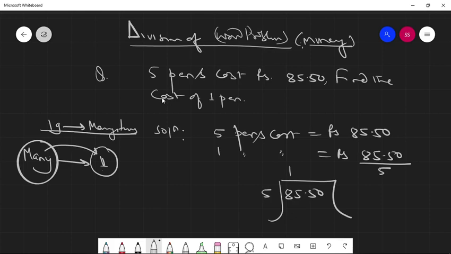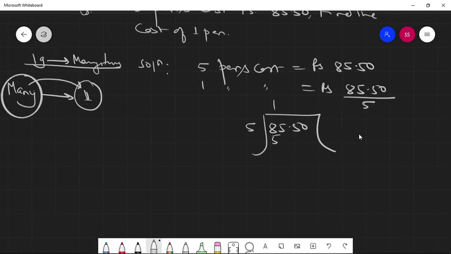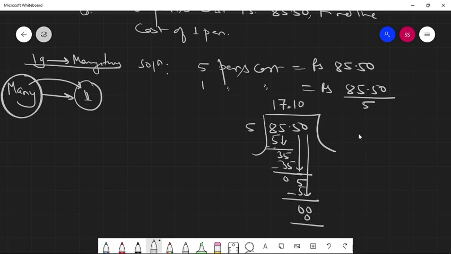85.50 divided by 5. 5 1s are 5, and the remainder is 3. Bring down 5. 5 7s are 35. 0. Now put the decimal and bring down the decimal numbers. That is 5 1s are 5. 0. Again bring down another number. 0. 5 zeros are 0. So no remainder. Therefore the cost of one pen equals Rs 17 rupees 10 paisa. In this way we can solve word problems under division conceptually as well.